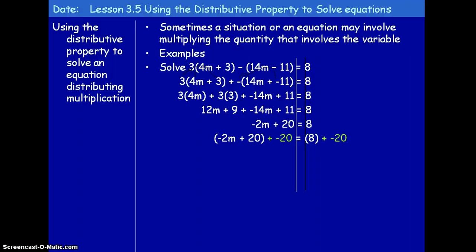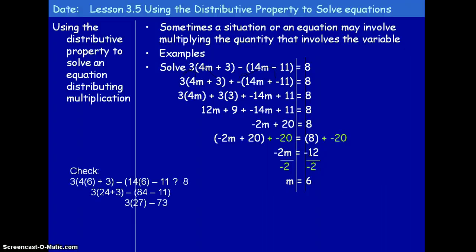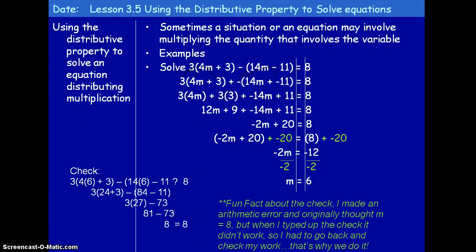Add the opposite of the constant to both sides. Combine like terms. Divide both sides by the coefficient, resulting in m equals 6. Of course, we always want to check our answer. Fun fact about the check on this one. Go ahead and take a moment to read it.